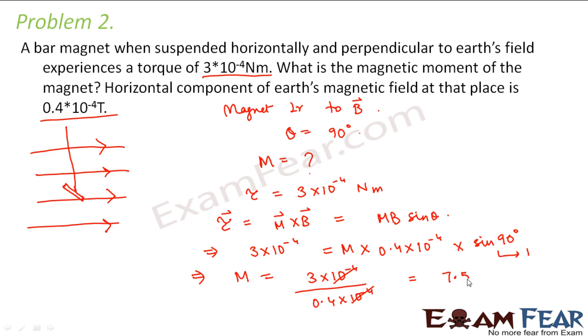So this comes out to be 7.5 joule per Tesla. So this would be the magnetic moment of the magnet, right? Whenever we talk about the magnetic moment of a bar magnet, if you want to know its direction, it would always be along the axis of the bar magnet, right?